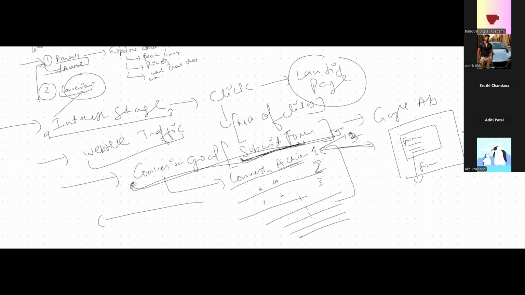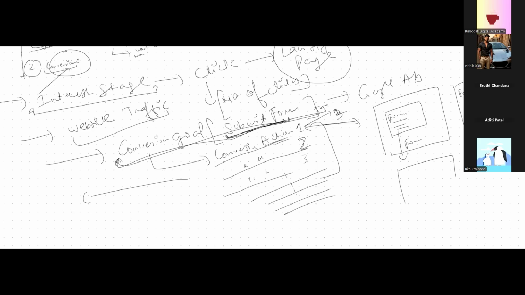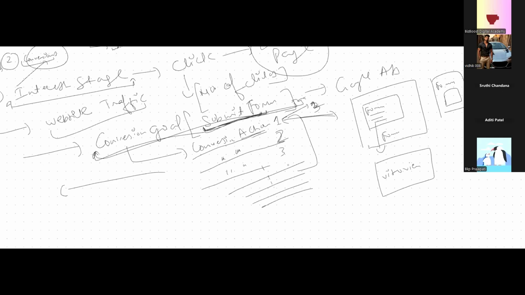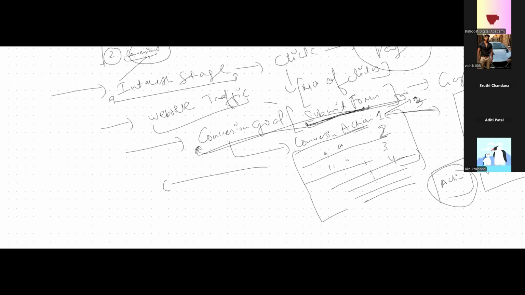You can track another form in another page. You can track a video click or video view in this conversion action. In conversion action 4, you can track some other actions on the website. So all these things you can track in this conversion goal as conversion actions. And then you are using this conversion goal in your campaign.